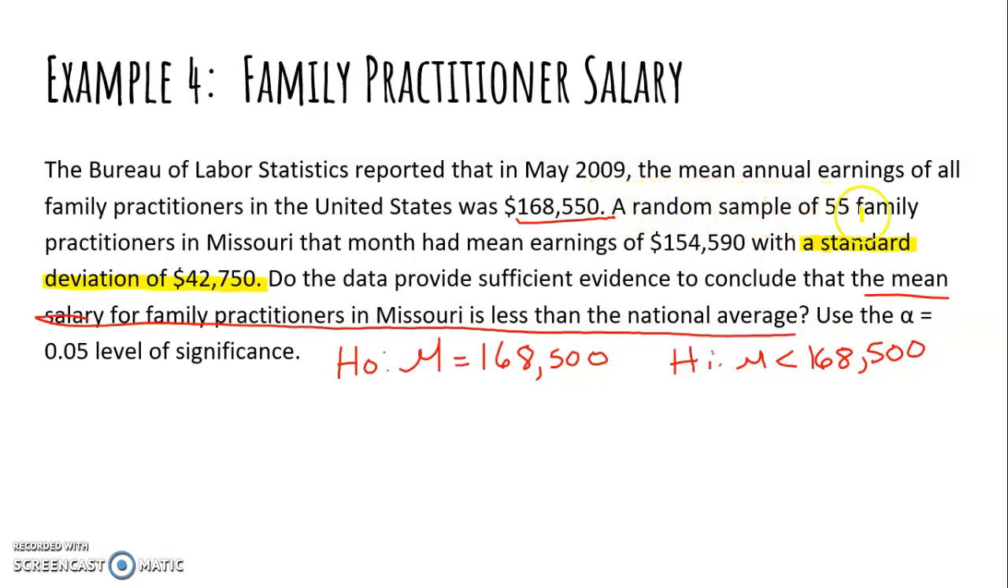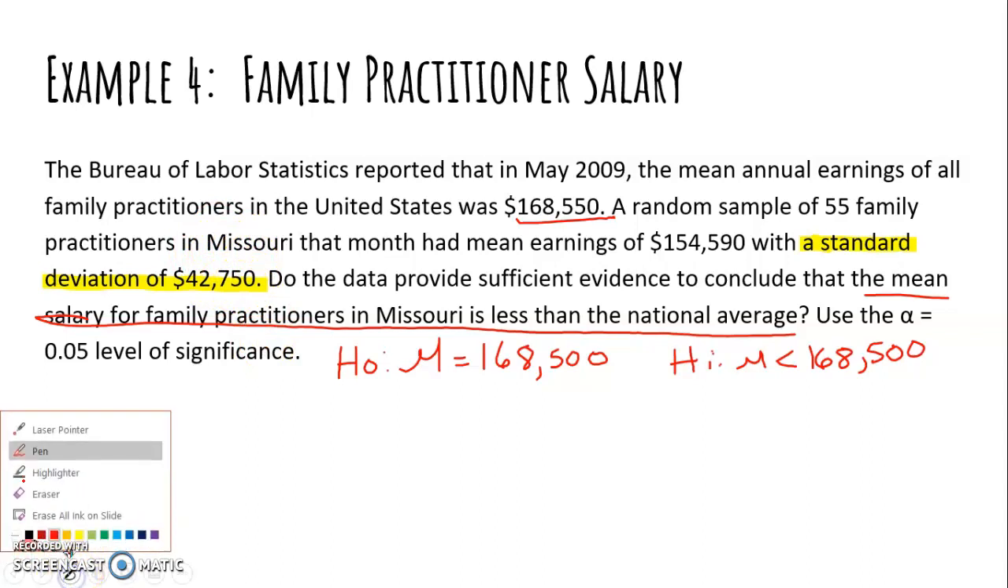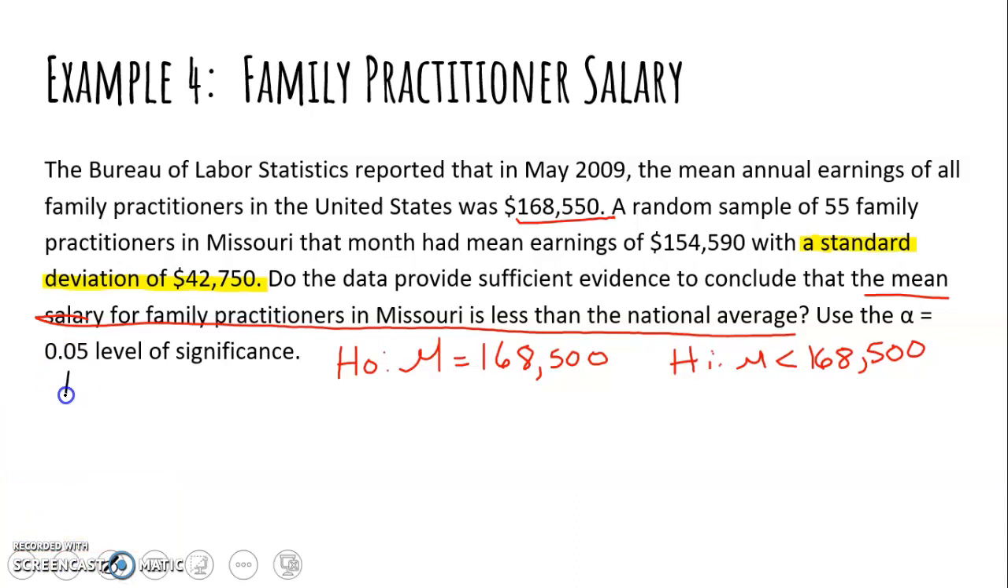A random sample of 55 family practitioners in Missouri that month had mean earnings of $154,590 with a standard deviation of $42,750. So it is in the same sentence where they took the simple random sample. It's in the same sentence with the sample mean, so that means this has to be a sample standard deviation. And if it's a sample standard deviation, we are going to run, guess which kind of test? A t-test. Because we don't know the population standard deviation. What we know is the sample standard deviation.